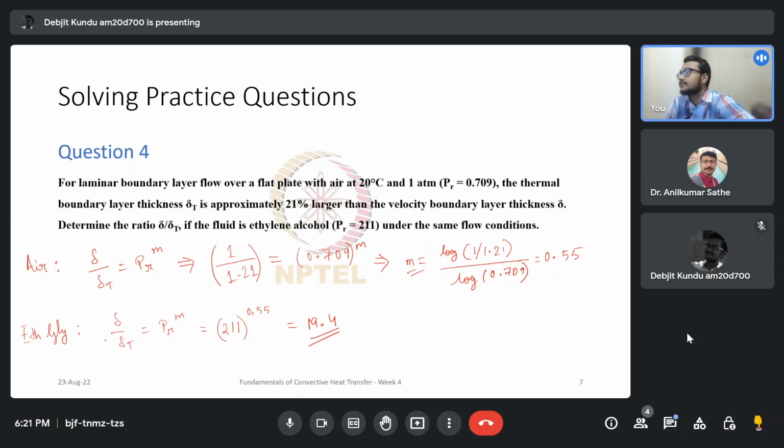Oh, sorry, I wrote ethylene glycol over here. Let's say ethylene alcohol. Ethylene alcohol is nothing but ethanol. So we can write ethanol, and the value of the ratio delta by delta T would be around 19.4.